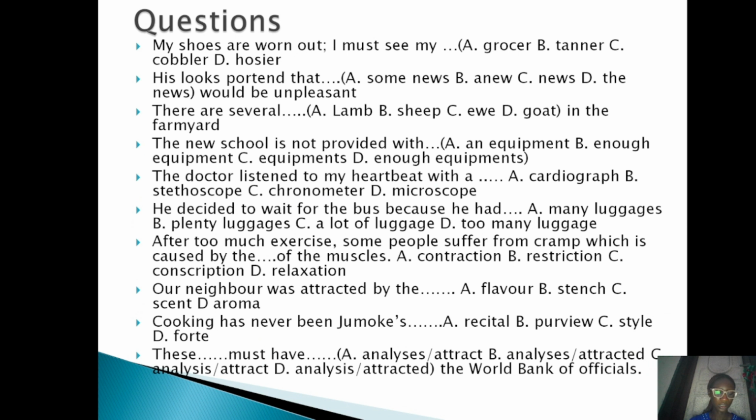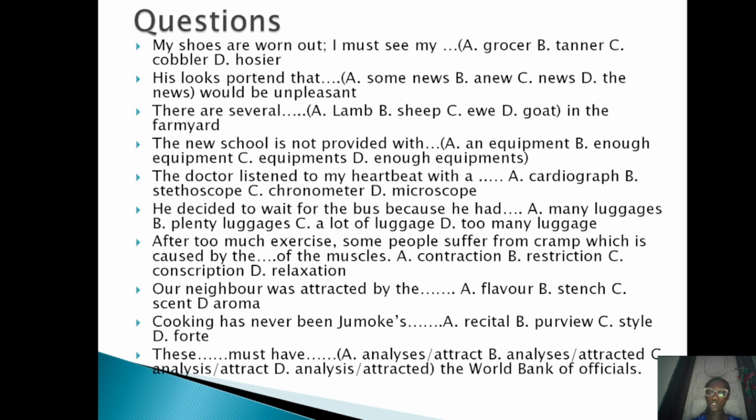He decided to wait for the bus because he had dash. A, many luggages. B, plenty luggages. C, a lot of luggage. D, too many luggages. The correct option is option C, a lot of luggage. That is because we can't use too many, because many precedes a countable noun and luggage is not a countable noun. Luggage is uncountable, so we cannot even use it in the plural form.